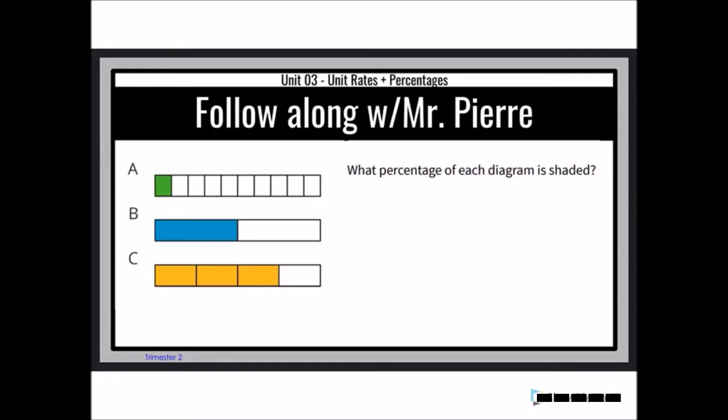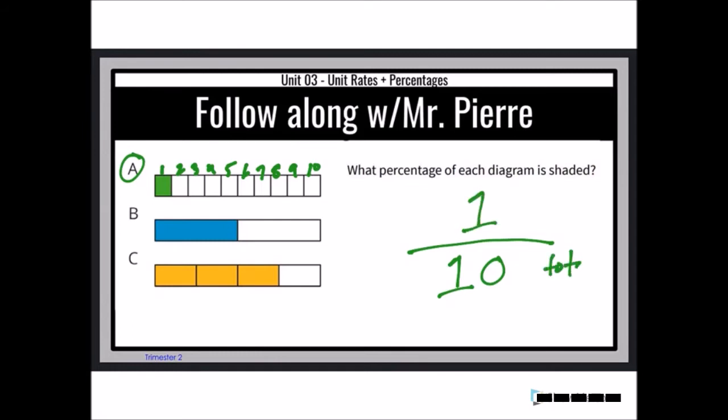Alright, so first thing that we want to do is take a look at A, and we see that there's 1, 2, 3, 4, up to 10 parts. So the total number of parts is going to be equal to 10. How many of those parts are shaded in? Well, there's only one part. So 1/10 is going to be the fraction that we want to convert into a decimal.